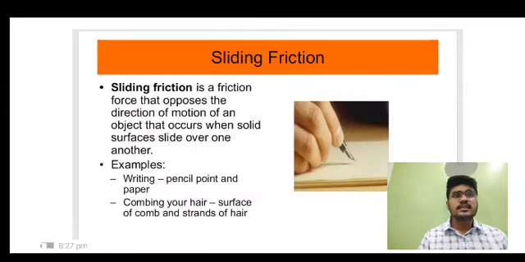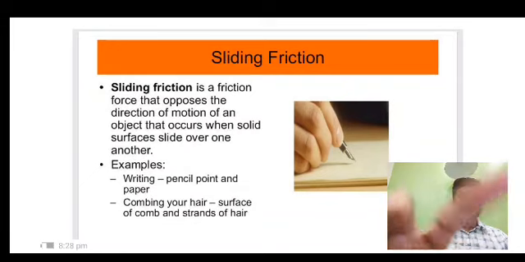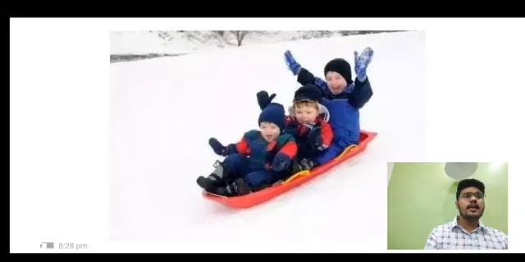What is sliding friction? Sliding friction is the friction force that opposes the direction of motion of an object, which occurs when one solid surface slides over another. You can remember the definition, but what does it mean? When the body is at rest, the frictional force is static friction. When the body is in motion, the friction force which is dragging it in the backward direction is sliding friction. Examples: combing your hair, moving a block on a solid surface, even a pencil point moving while writing. It's sliding. Even this example is sliding friction.